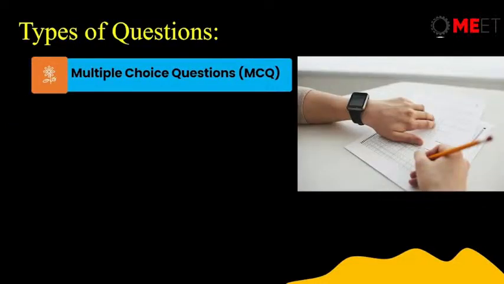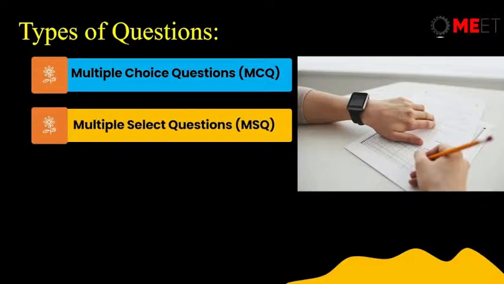In the GATE examination, the first type of question that will be asked is multiple choice questions. As you all know, multiple choice questions consist of 4 options, out of which one option will be correct. So this is one type of question that will be asked in the GATE examination.